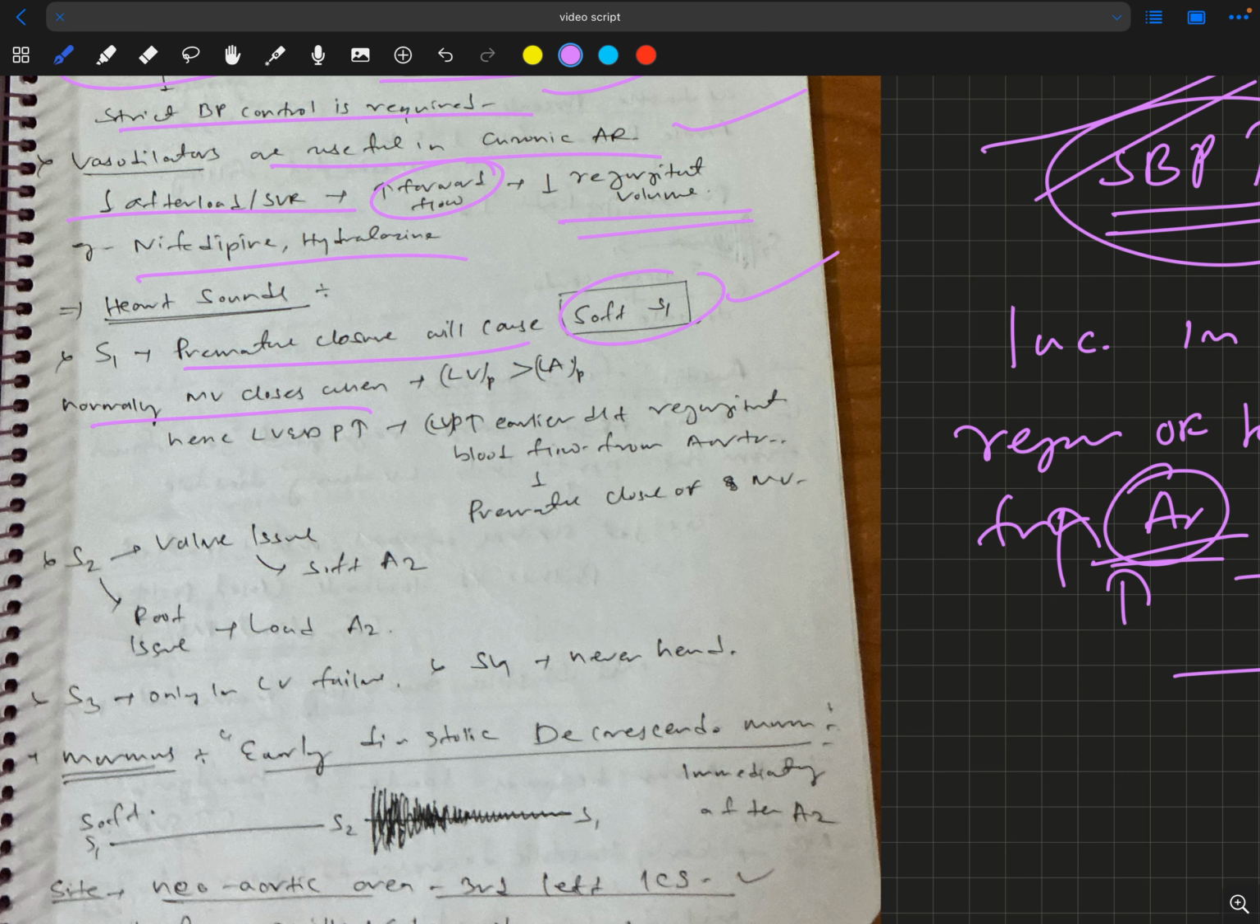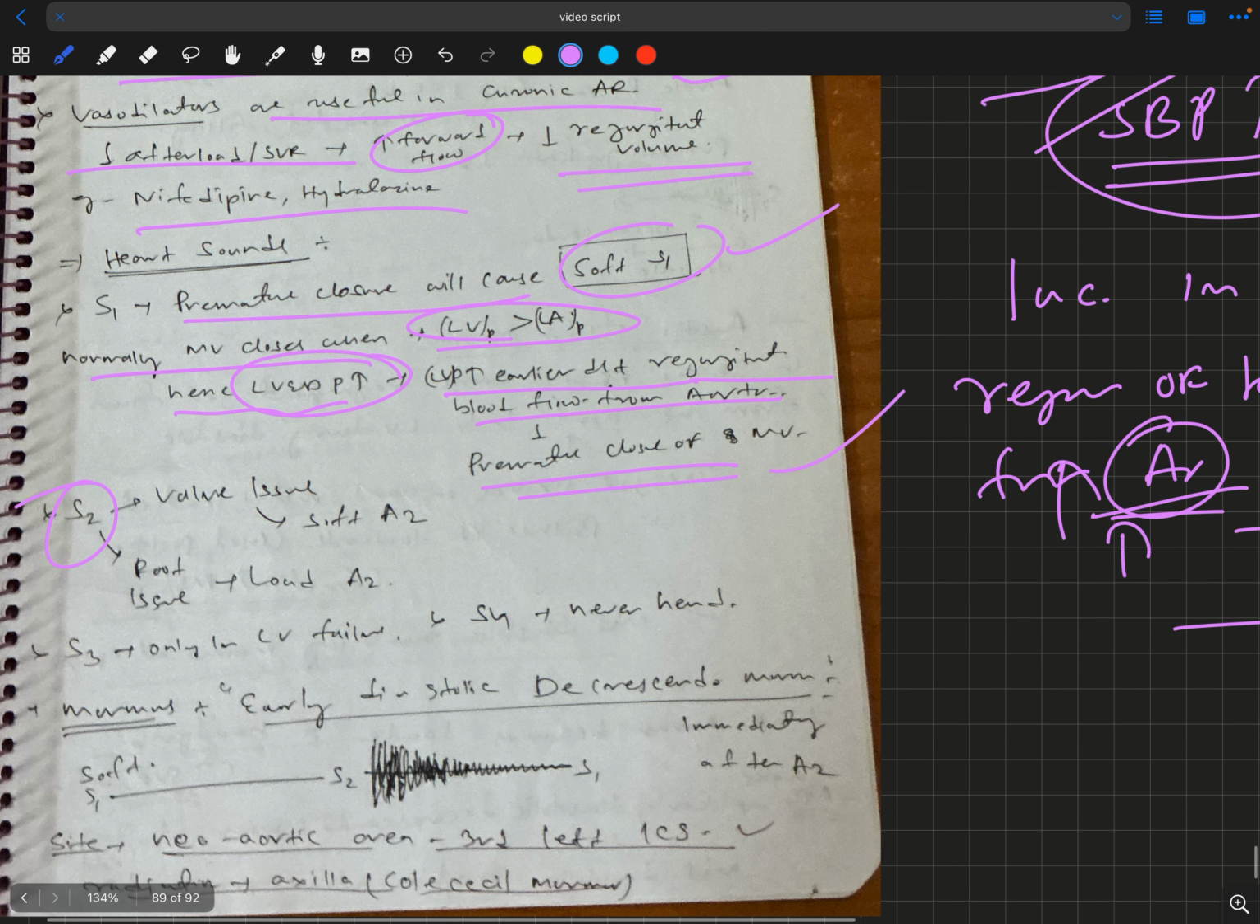Normally the mitral valve closes when left ventricular pressure is more than left atrial pressure, but here there will be increased LV-EDP due to volume overload. So LV pressure increases earlier due to regurgitation of blood from the aorta, and that will lead to premature closure of the mitral valve. Due to premature closure of the mitral valve, the S1 will be softer because there is more blood inside the left ventricle. LV-EDP is greater than left atrial pressure due to more backflow or regurgitant blood from the aorta. That will cause soft S1.